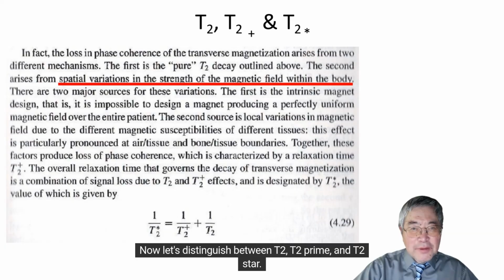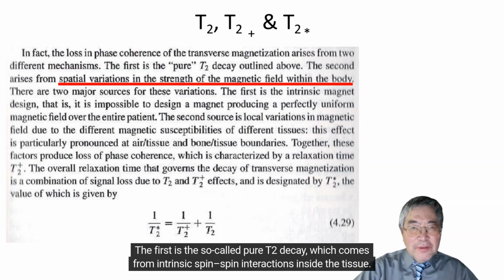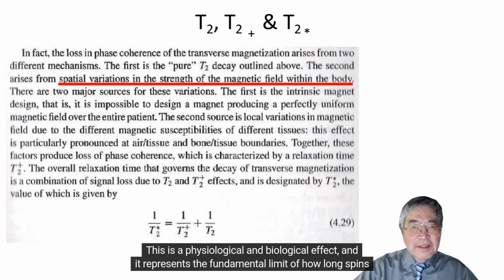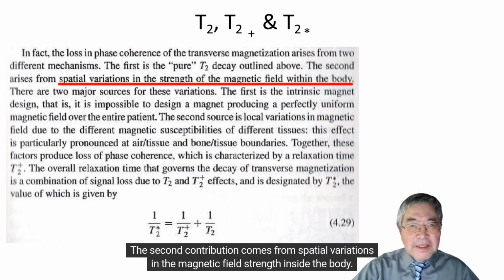Now let's distinguish between T2, T2', and T2 star. The loss of phase coherence in the transverse magnetization can arise from two different mechanisms. The first is the so-called pure T2 decay, which comes from intrinsic spin-spin interactions inside the tissue. This is a physiological and biological effect, and it represents the fundamental limit of how long spins can stay in phase with one another. The second contribution comes from spatial variations in the magnetic field strength inside the body.